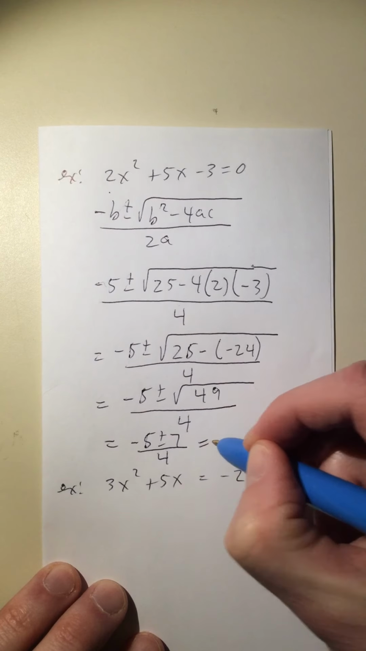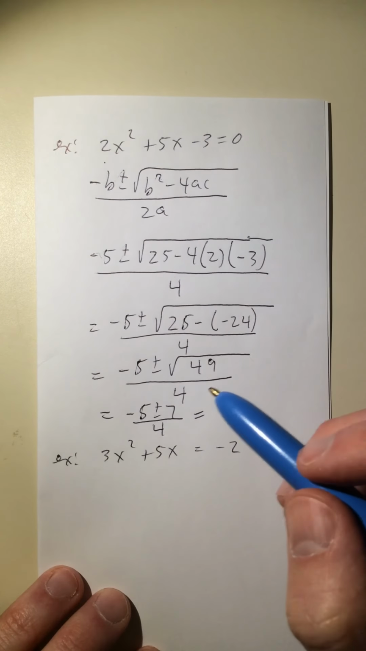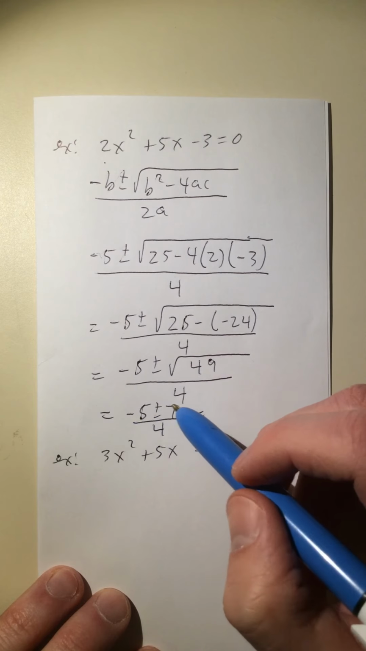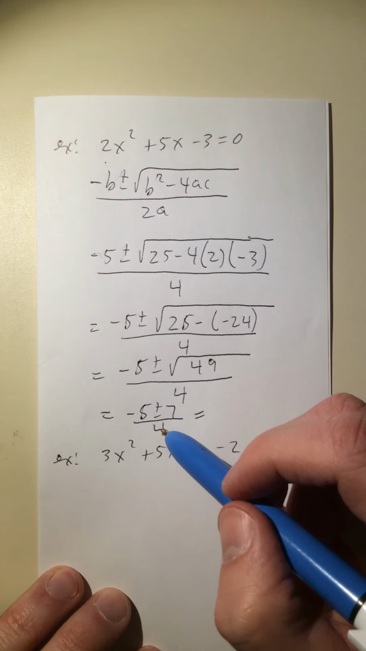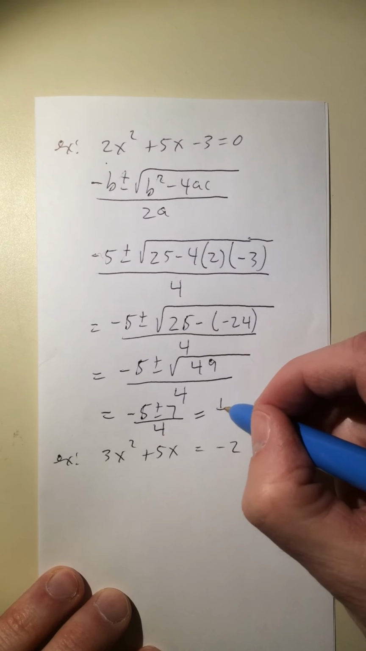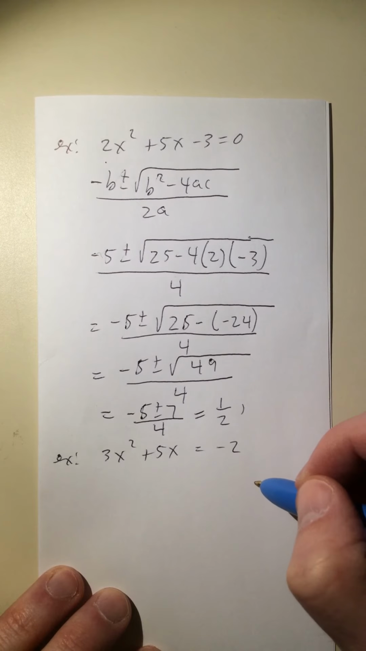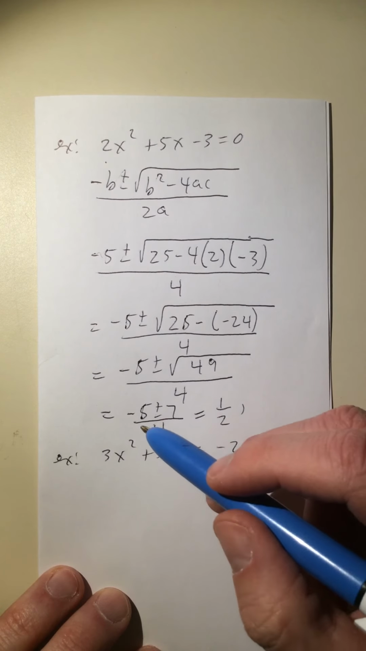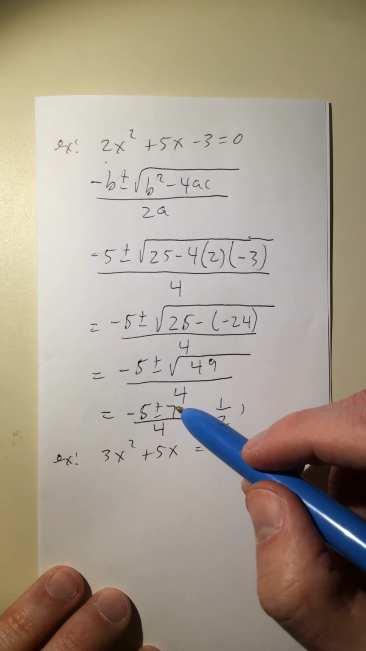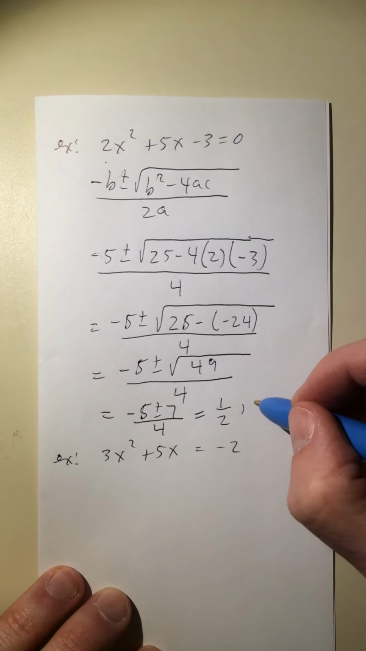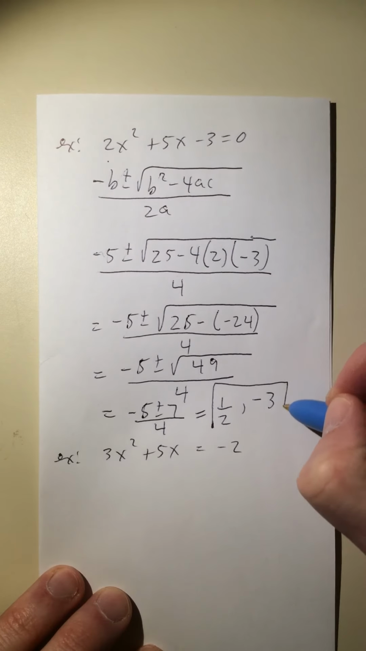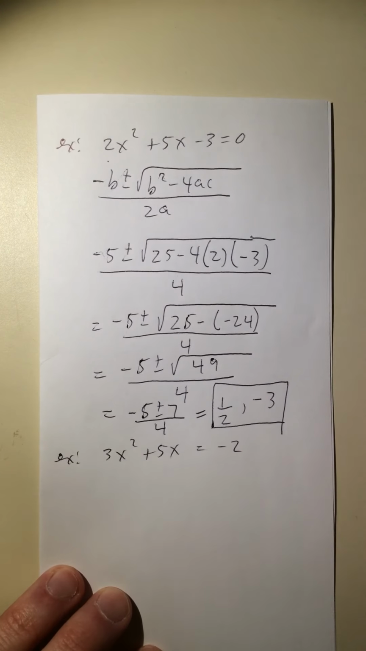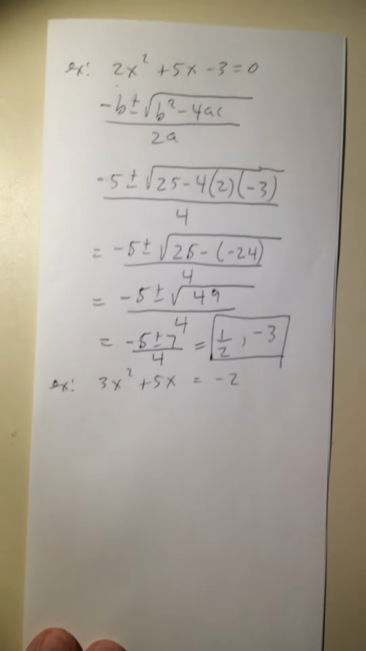And what's different about this one is we're going to have some fractions, and that's okay. So negative 5 plus 7 is 2. And 2 over 4 is the same as 1/2. And then we do the same thing with the minus sign. So negative 5 minus 7 is negative 12. Divided by 4 is negative 3. So one of our answers was a fraction. And that's okay.